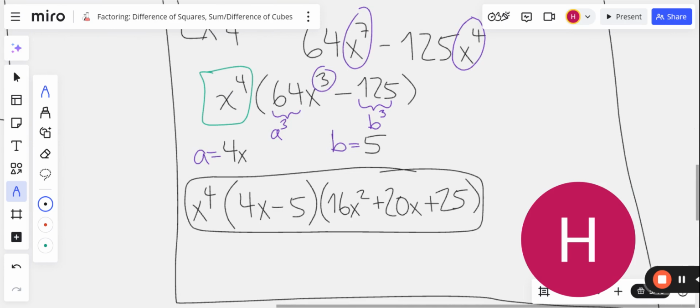Not too bad. We're really just using formulas here. So like I said, I want you to have looked at the formulas ahead of time and then get very comfortable with finding a GCF. Look for a greatest common factor.